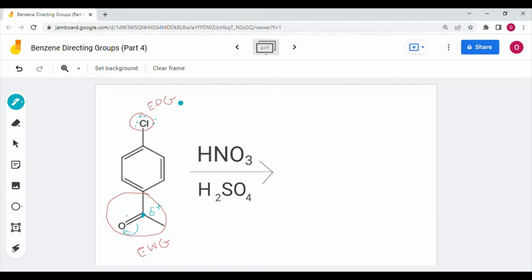So because we have both an electron donating as well as an electron withdrawing group, the question becomes, does this go with the order of the electron donating group or with the electron withdrawing group?